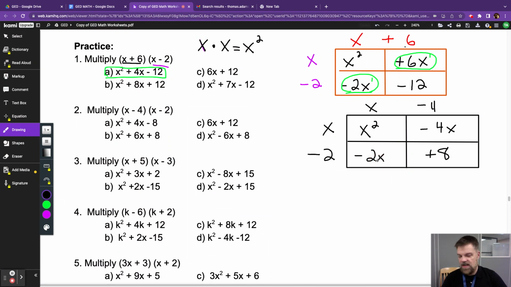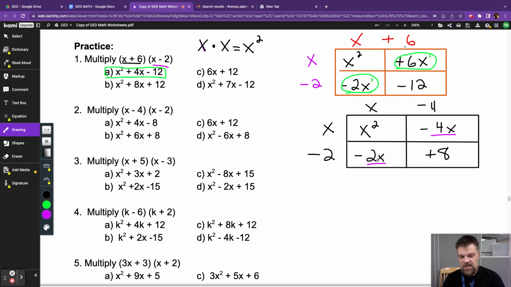It's distracting. All right. So again, only the x's to the first power can combine with these, right? So what is negative 4x plus negative 2x? Would it still be a negative 2x? Or would it be positive 2x? Well, here's the thing.